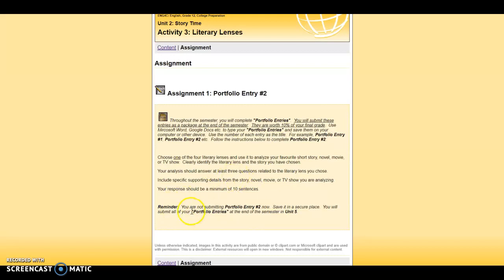And again, just a reminder, you're not submitting the portfolio entry now. You're saving it in a secure place, and you're going to submit them all as one package at the ending of the semester. If you have any questions about this portfolio assignment, please let me know.